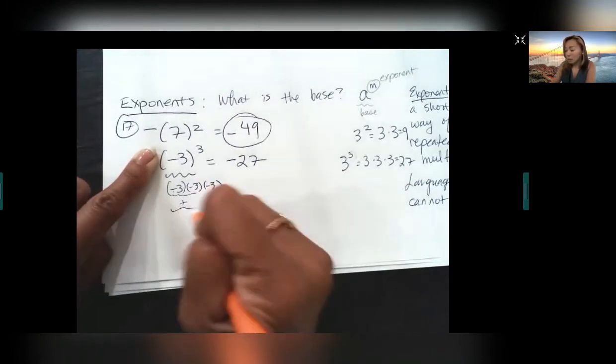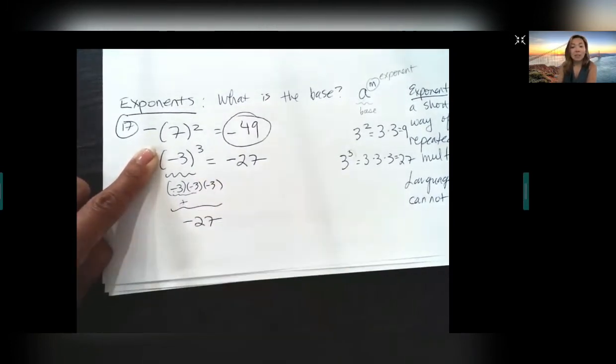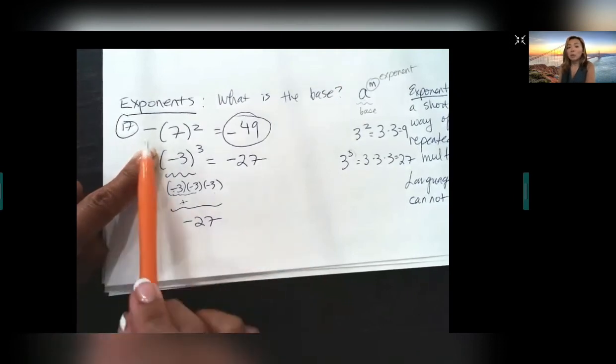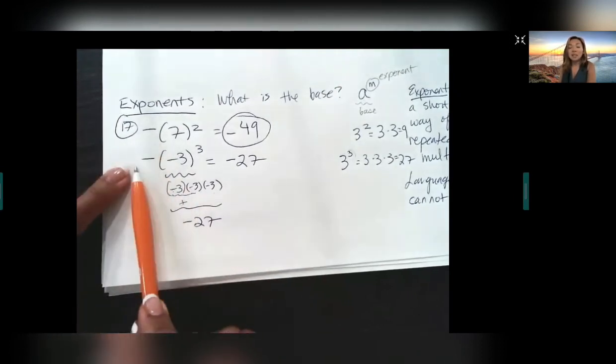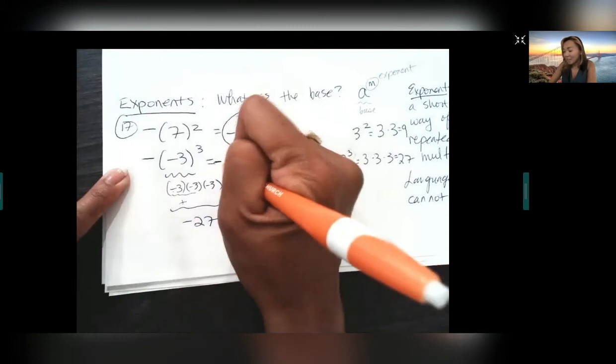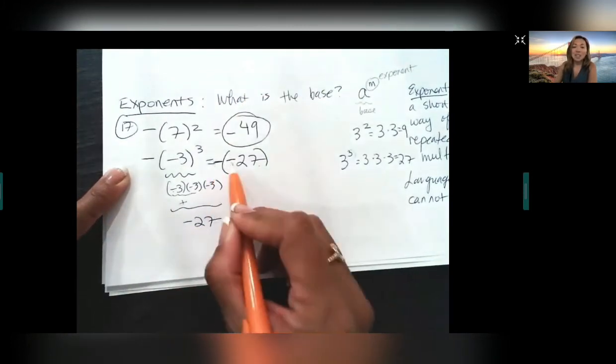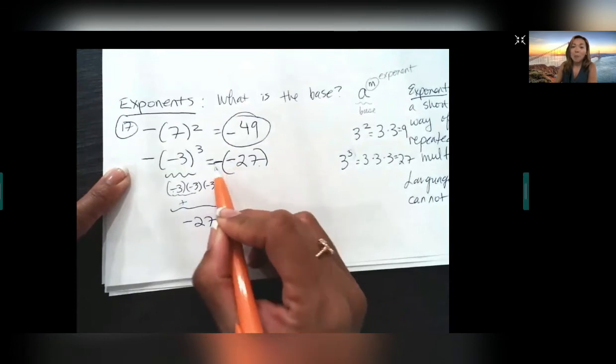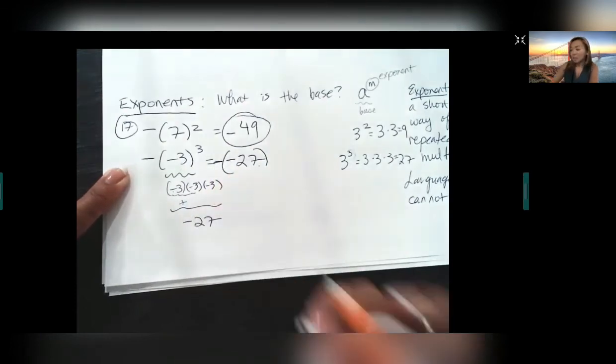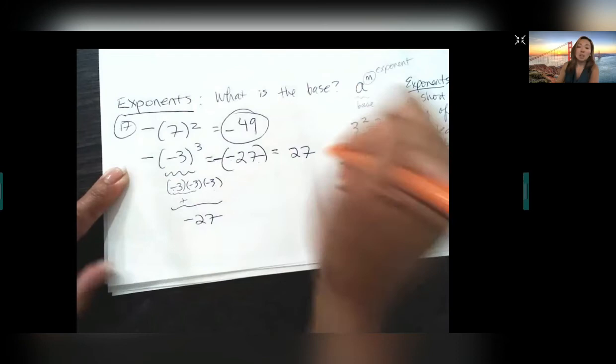So this whole part here becomes negative 27. But then keep in mind where my finger is, there's a negative in front of it. So what is the negative of negative 27? What's the opposite of a negative? It's going to become a positive number, 27.